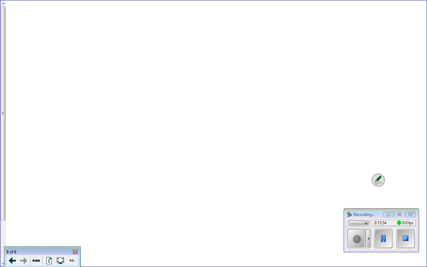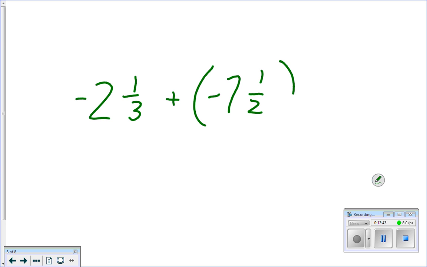Okay, so try this. Negative 2 1/3 plus negative 7 1/2. First, you have to change the denominator. No matter what you do, no matter what method you do, you have to change the denominator. You're done already? Yep, so what did you do to 3 to get to 6? You multiply by 2, right?